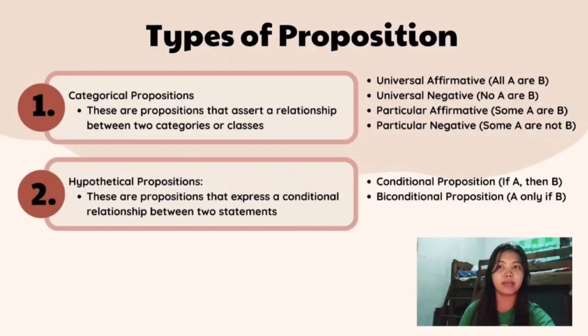The second one is biconditional proposition, or A only if B. It is a hypothetical proposition that asserts that statement A is true if and only if statement B is true. For example, a shape is a square only if it has four equal sides and four right angles.